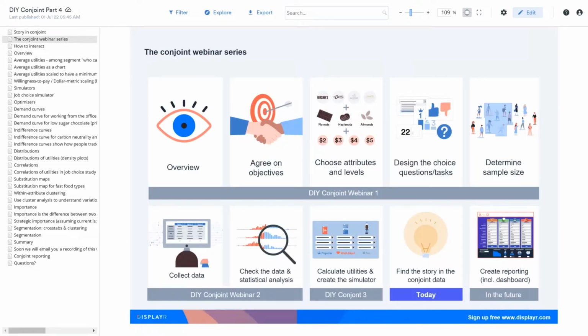We're doing a deep dive, looking at Conjoint over 5 webinars, and we're at webinar number 4. Now, in webinar number 3, we looked at how you calculate utilities and how you create a simulator. And today, we're going to look at how you use this data to find insights. What's the story?